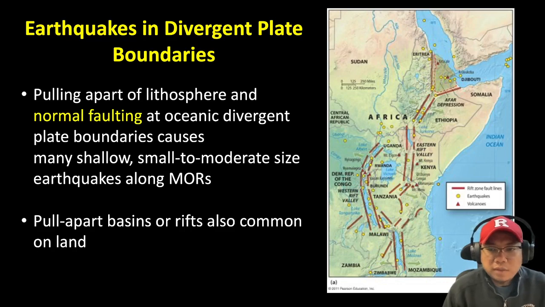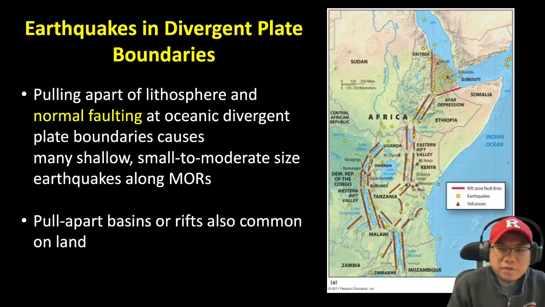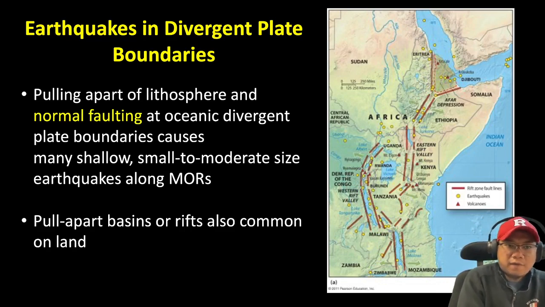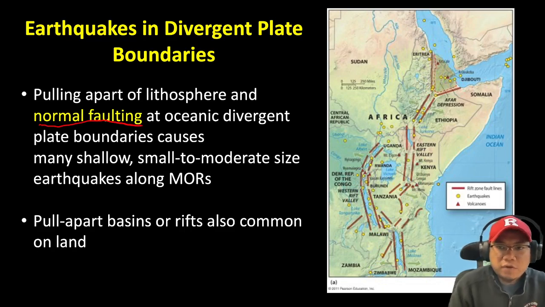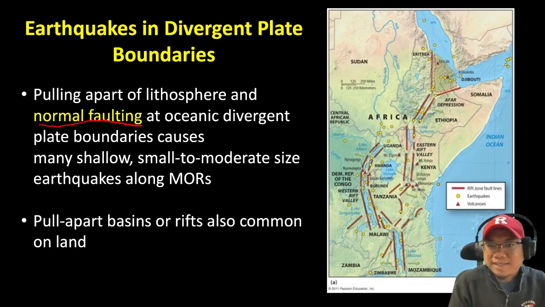All right, the last one would be divergent plate boundaries. Divergent plate boundaries produce earthquakes because we have normal faulting along these boundaries. For example, we have present-day divergent plate boundaries that are currently happening.